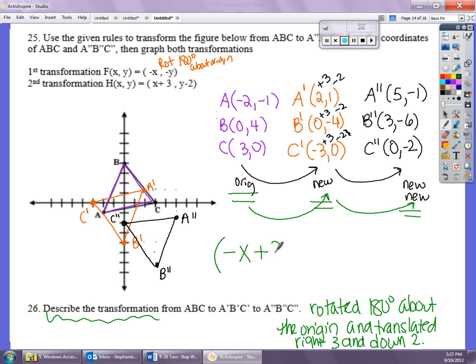-x plus 3. Here is your rotation, here is your translation, and then -y minus 2. Here is your rotation, here's your translation. So you're basically taking these two rules and putting them together. But they didn't ask you to do that. But if they do on this test tomorrow, make sure you know how to do it.